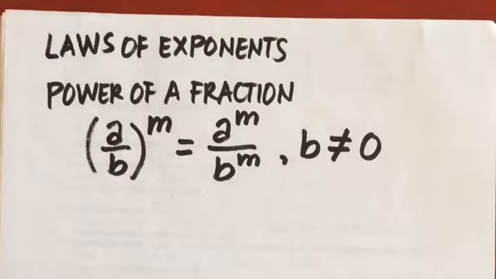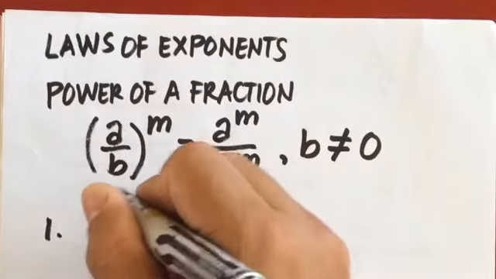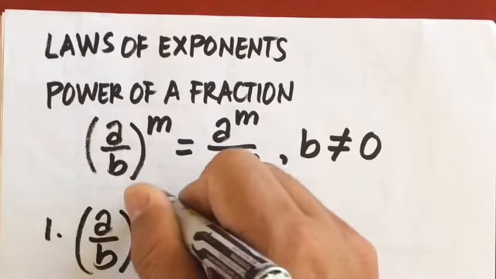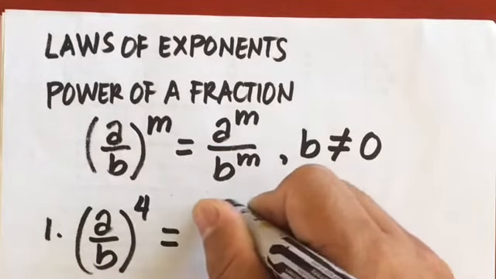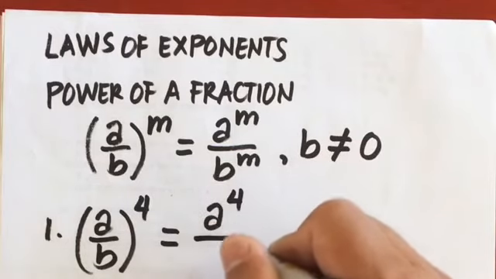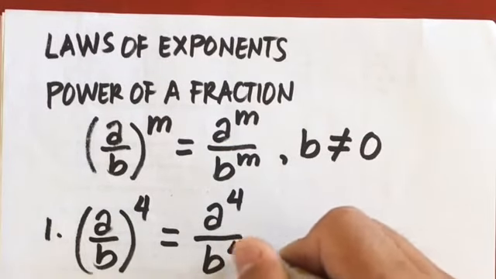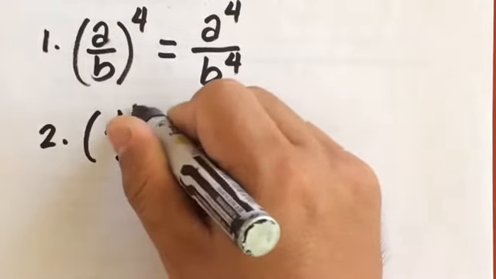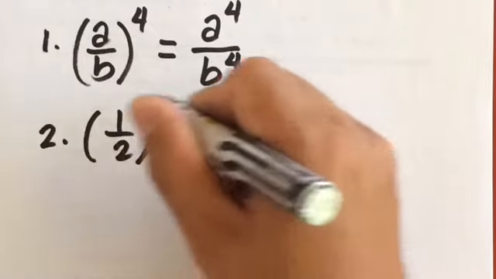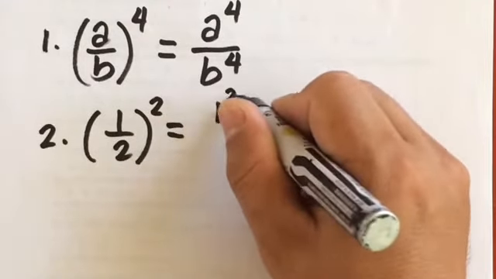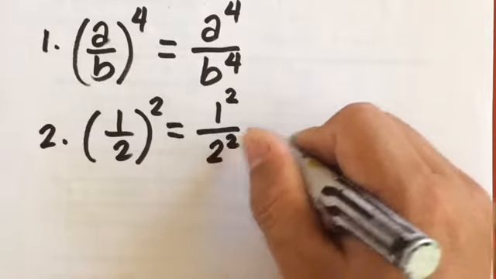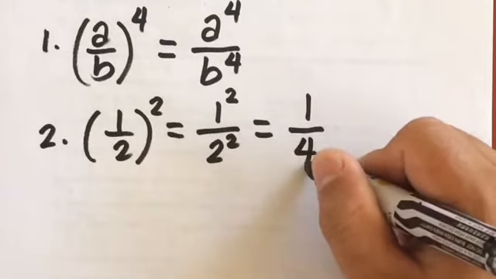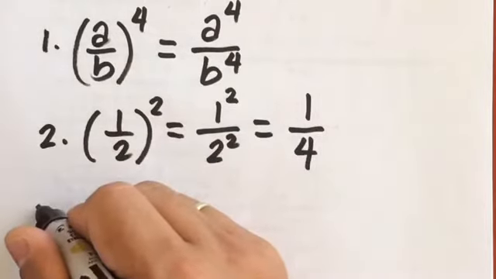Okay, let's have some examples. Number 1. Let's have (a over b) raised to the power of 4. So the result here will be a to the power of 4 over b to the power of 4. Another example, let's have 1/2 squared. So 1/2 squared will be 1 squared over 2 squared. 1 squared is 1, then 2 squared is 4. So your answer will be 1/4.